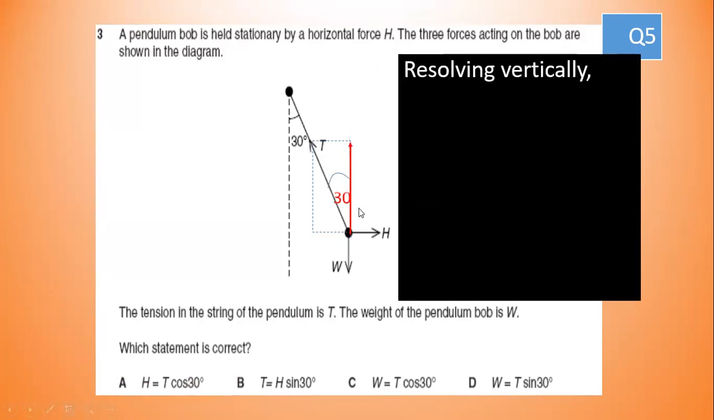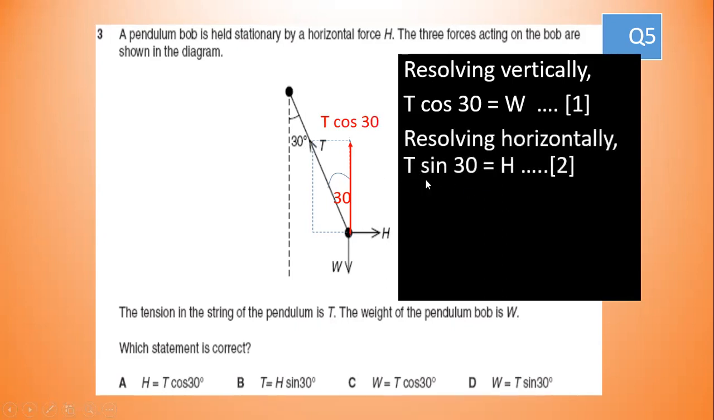Resolving vertically, replacing P with its component. Right? There's a 30 alternate angle. These are parallel lines. So it will be T cos 30 equals W. And resolving horizontally, H equals T sin 30. Then we can look at the answer. Is there any answer here?